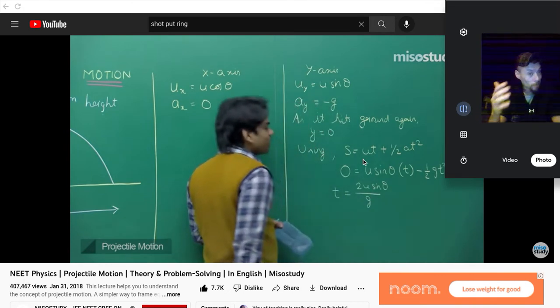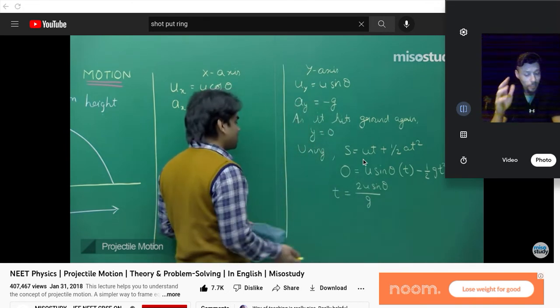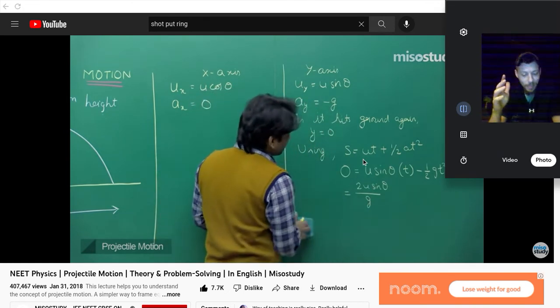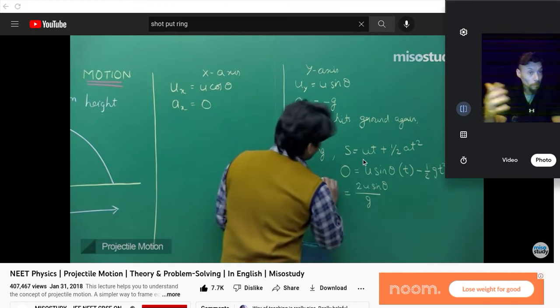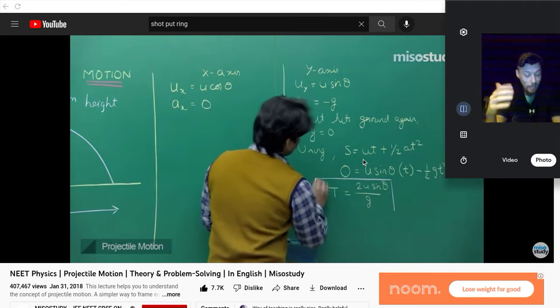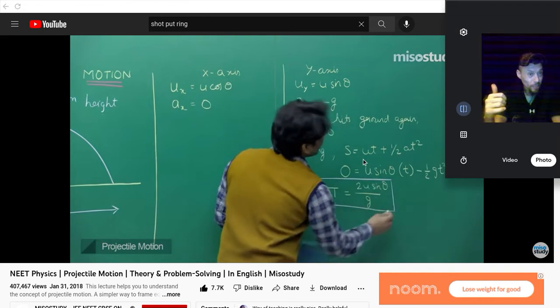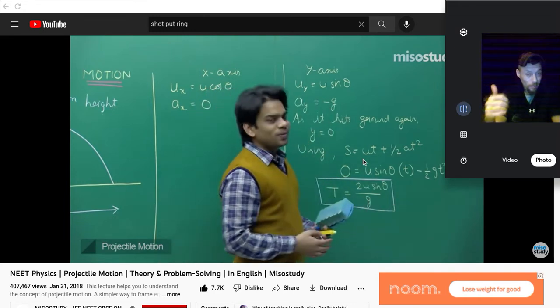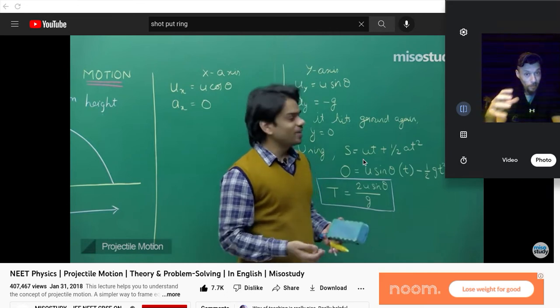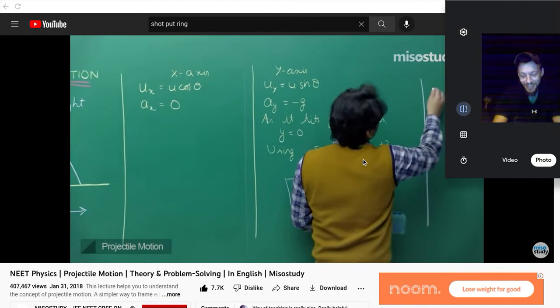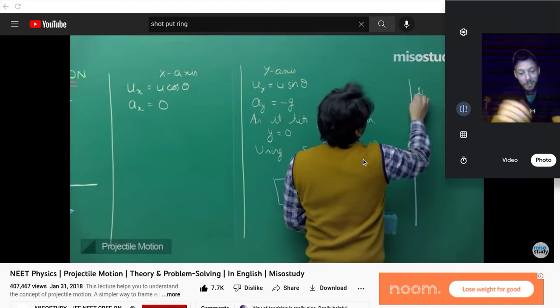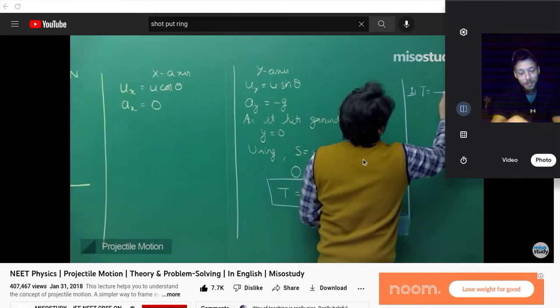We can write it in standard form. Let's say capital T is the time of flight. So T is equal to 2u sin theta by g. Now all the results that I will be obtaining in my subsequent calculations, I'll be mentioning in this right hand portion. So first thing that we got is T equals 2u sin theta by g.